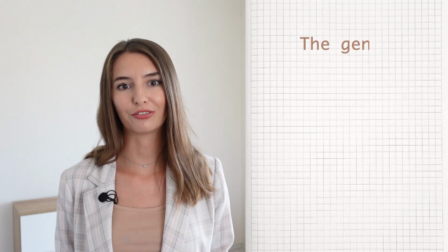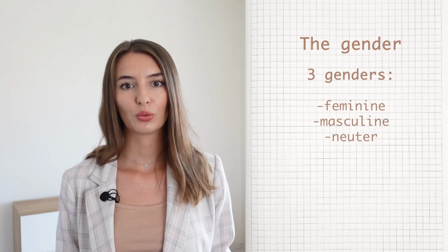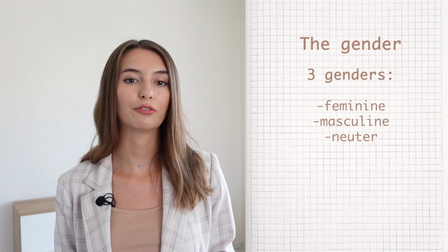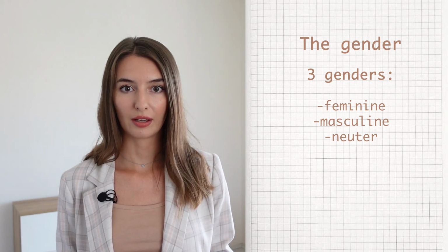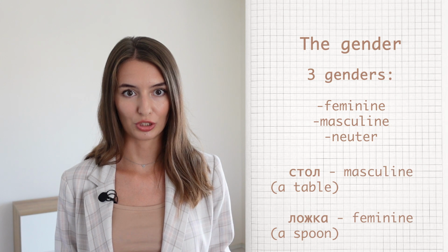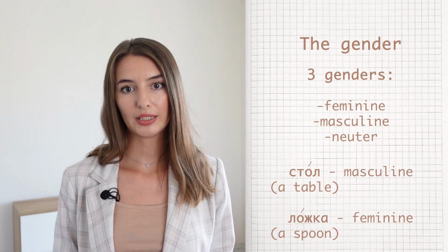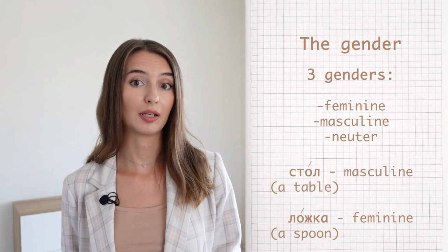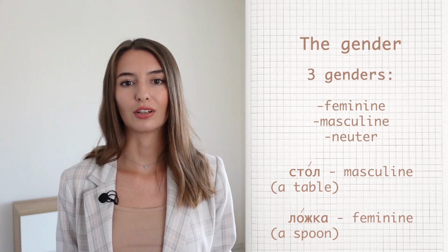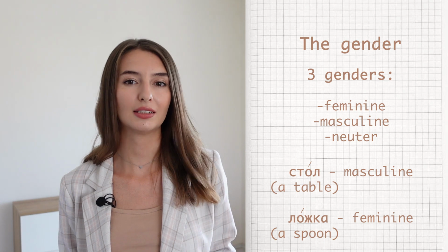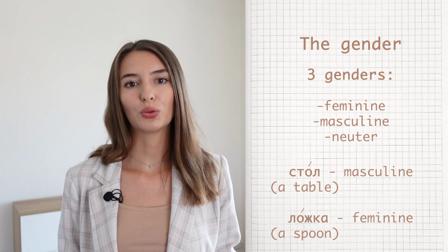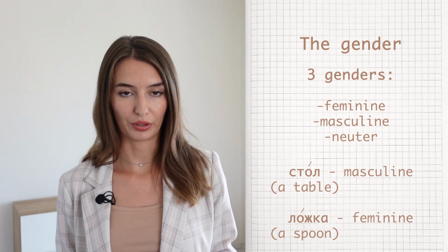In Russian, there are 3 grammatical genders, which means that the word can be feminine, masculine, or neuter. Even a thing has a gender in the Russian language. A table is masculine and a spoon is feminine. But no worries, the rule to identify the gender is not that complicated. You just need to look at the ending of a word.